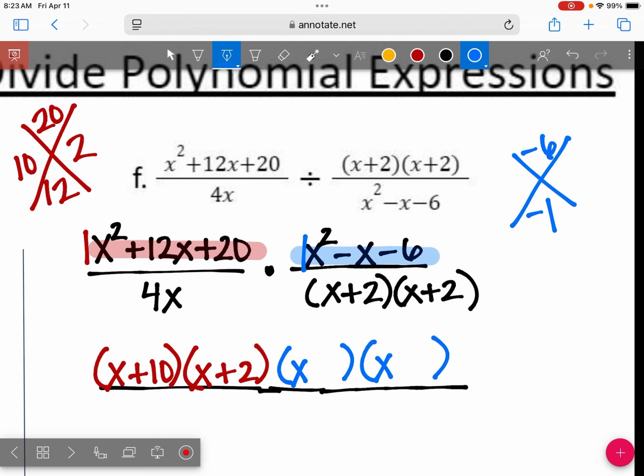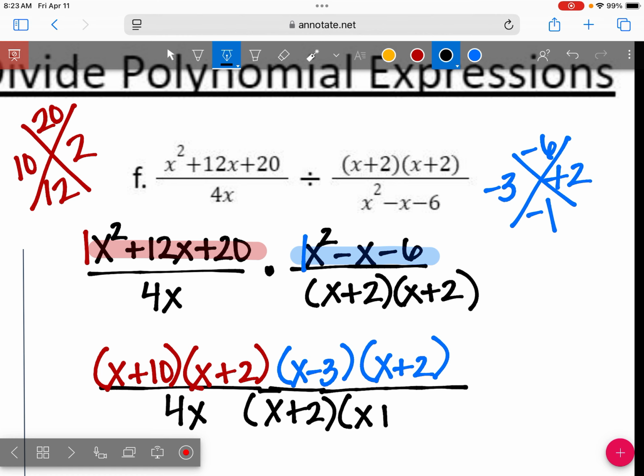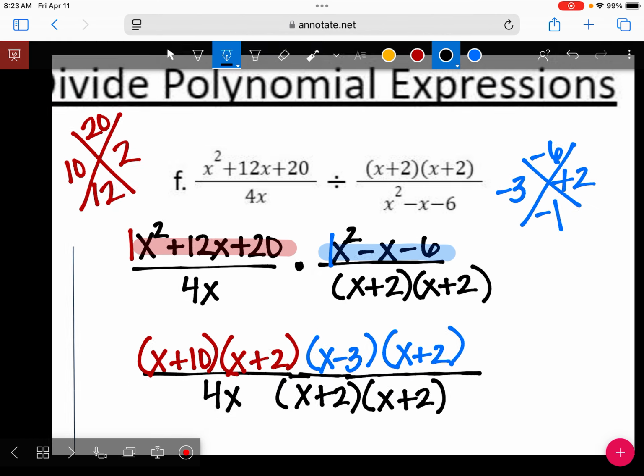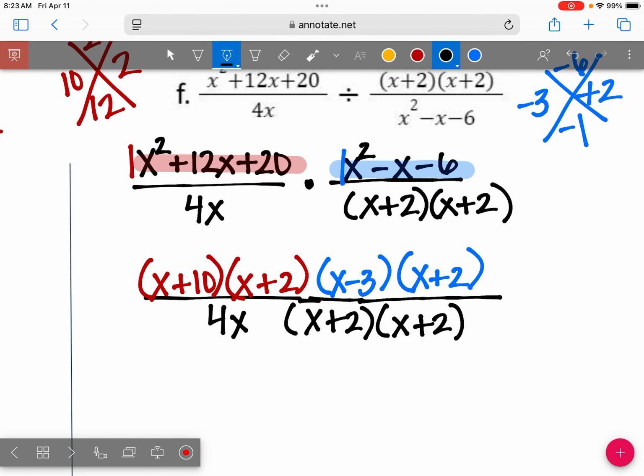Anybody know my numbers besides Juan or Isaiah? -3, +2. So we got a -3 and a +2. Now my denominators are already factored. There's nothing I can take out there. So I'm just going to rewrite those down at the bottom. And now cancel out everything that you see that we have upstairs and downstairs.